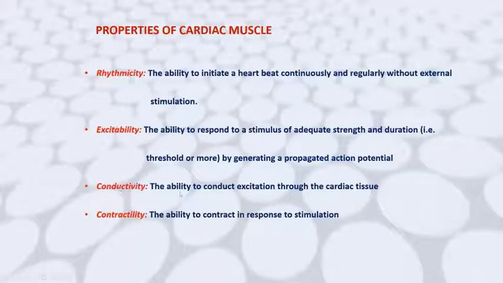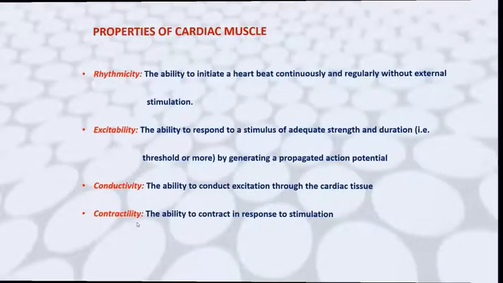Next is conductivity, the ability to conduct excitation through the cardiac tissues. During contraction, the contraction should happen through all the muscles of the heart, so that a rhythmic contraction and relaxation happens due to this ability. That ability is mainly due to this property, conductivity of the cardiac muscles. Next is contractility, the ability to contract in response to stimulation. So these are the 4 properties of cardiac muscles: rhythmicity, excitability, conductivity, and contractility.